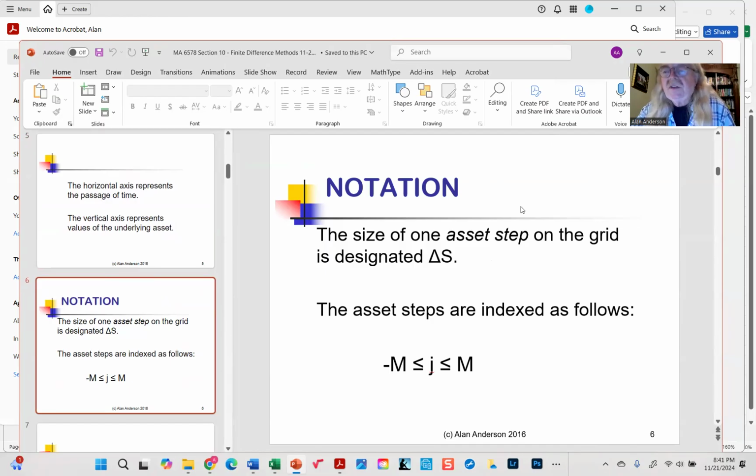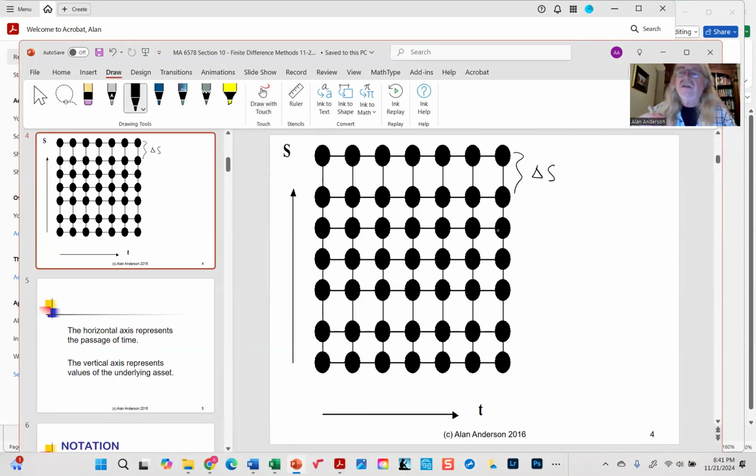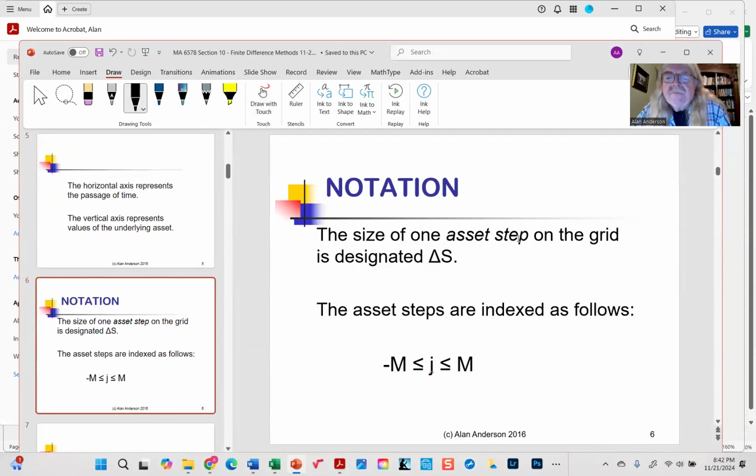Of course, there are some important differences. We have an asset step as well as a time step. So you can think of this as delta S, which is going to be a constant throughout the entire grid, and then this would be delta T. And you'll see how we determine those in a minute. The way the indices work is that asset, in other words, moving up and down, is indexed with J.